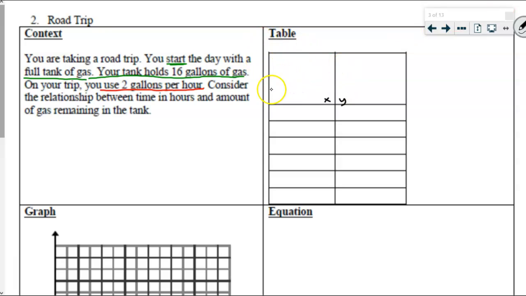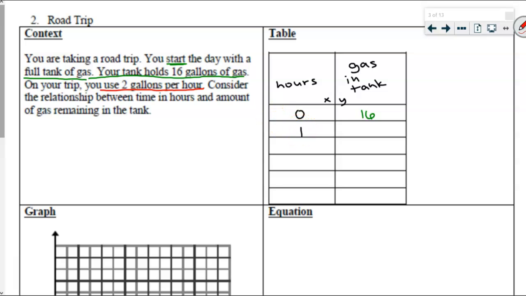The x is going to be the number of hours that I'm driving, and the y is going to be how much gas I have left in the tank. And this is an important distinction. If it's gas that is left in the tank, we need to understand that when I haven't even started driving, since I am starting with a full tank of gas and that's 16 gallons, I'm starting really high up at 16. And throughout the day, something is happening.